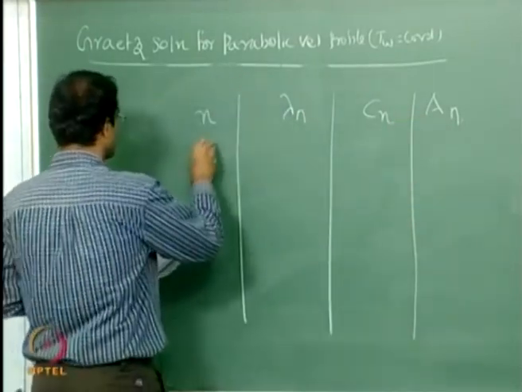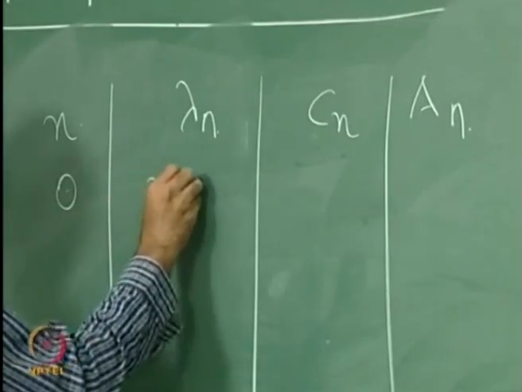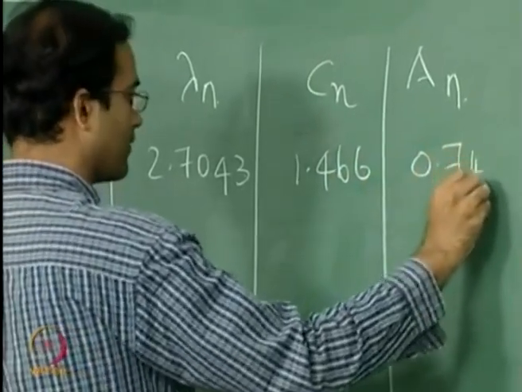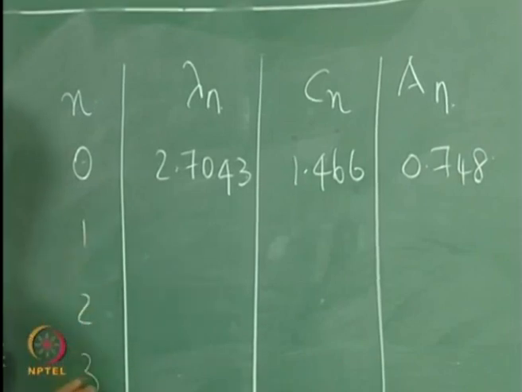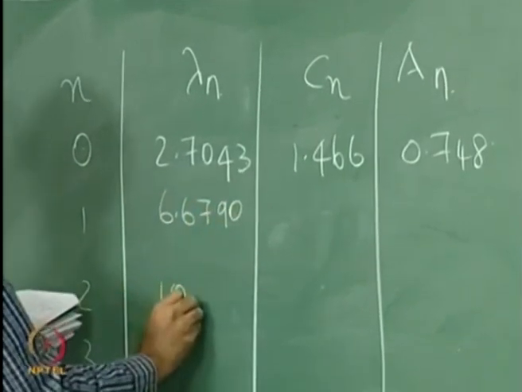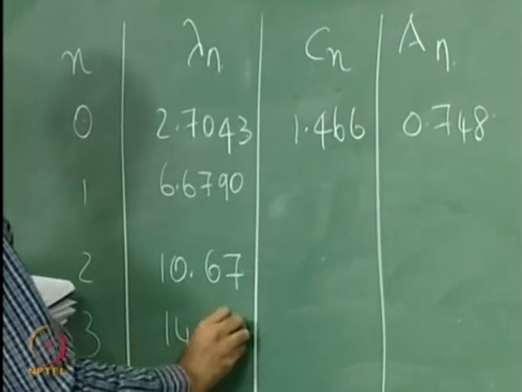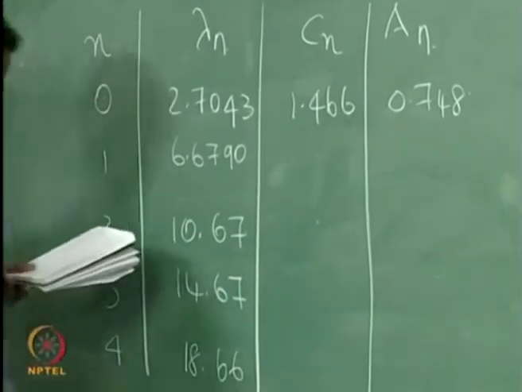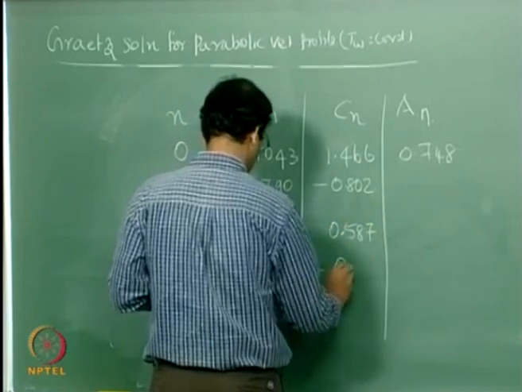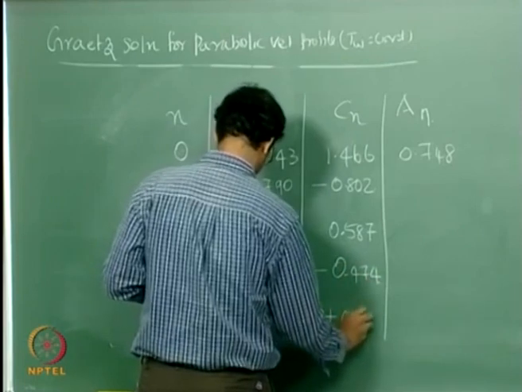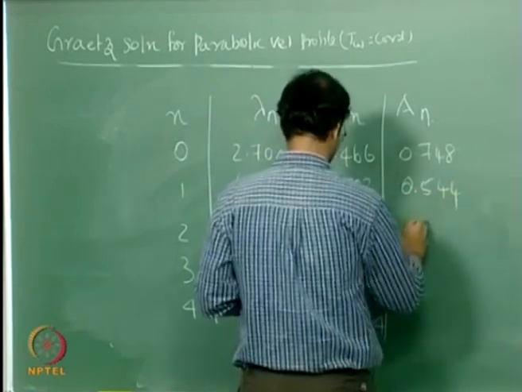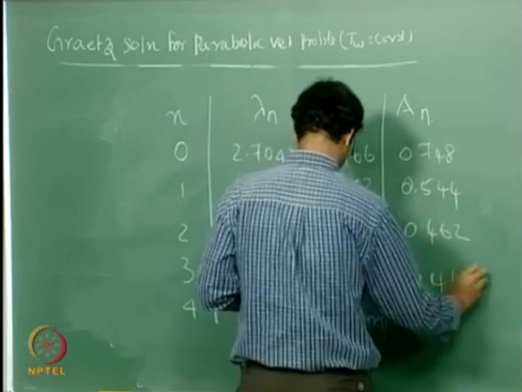So for n equal to 0, the most important eigenvalue, that is 2.7043, the value of Cn is 1.466, 0.748, and similarly for 1, 2, 3, I will also give the fourth value, this is 6.6790, 10.67, 14.67 and 18.66, minus 0.802, 0.587, minus 0.474, plus 0.404, 0.544, so 0.462 and 0.38.